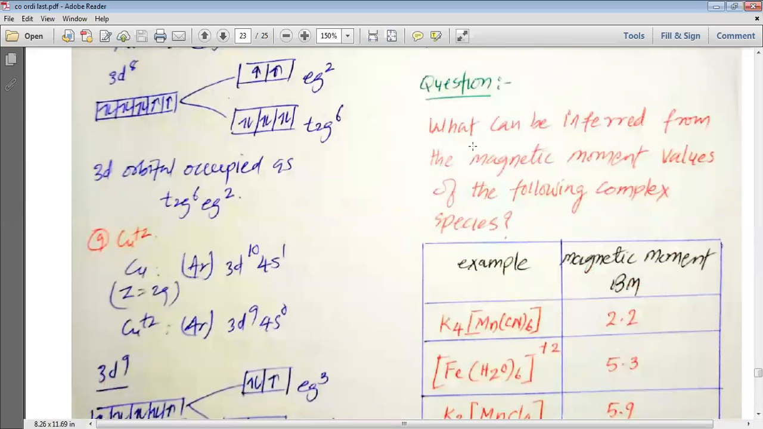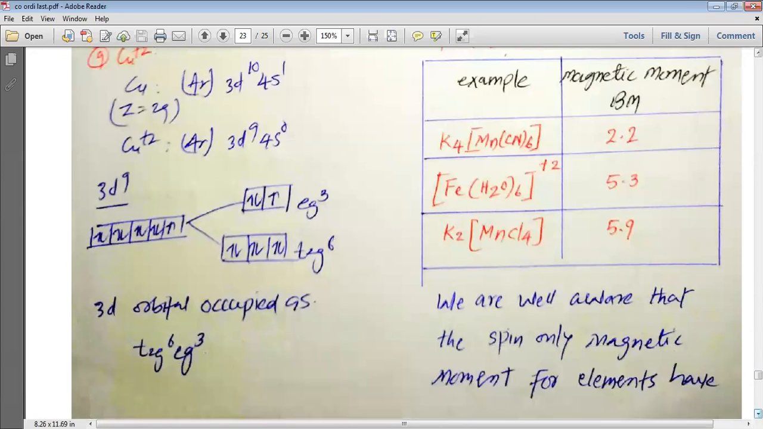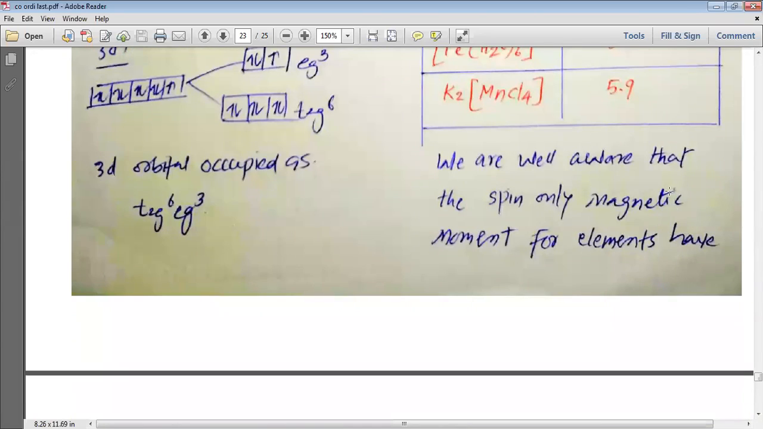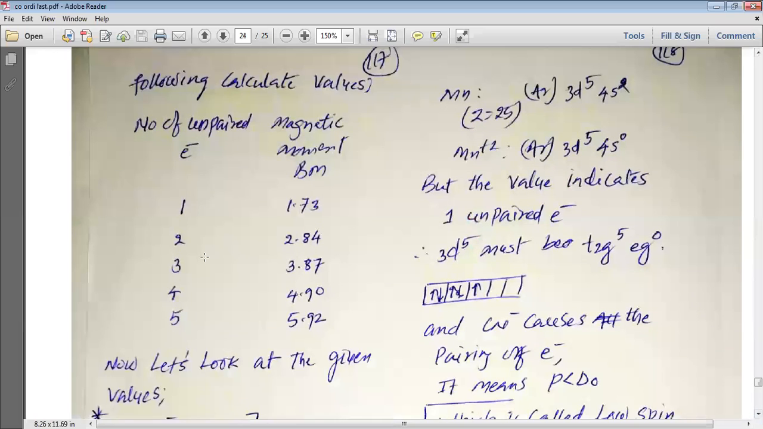Now we have the question: what can be inferred from the magnetic moment values of the following complexes? You can see that K4[Mn(CN)6] has 2.2, [Fe(H2O)6]2+ has 5.3, and K2[MnCl6] has 5.9. What do we understand from this? We are well aware that the spin-only magnetic moment values are as follows: for 1 electron 1.73, 2 electrons 2.84, 3 electrons 3.87, 4 electrons 4.90, 5 electrons 5.92. This is what we studied in the previous chapter.